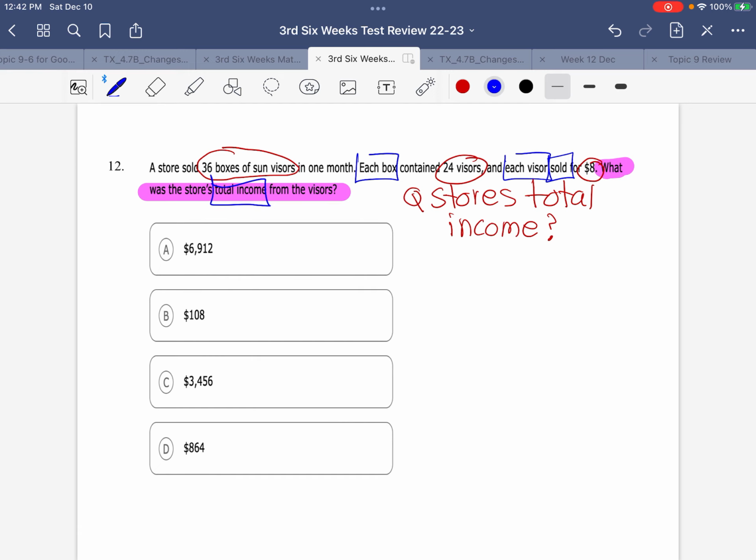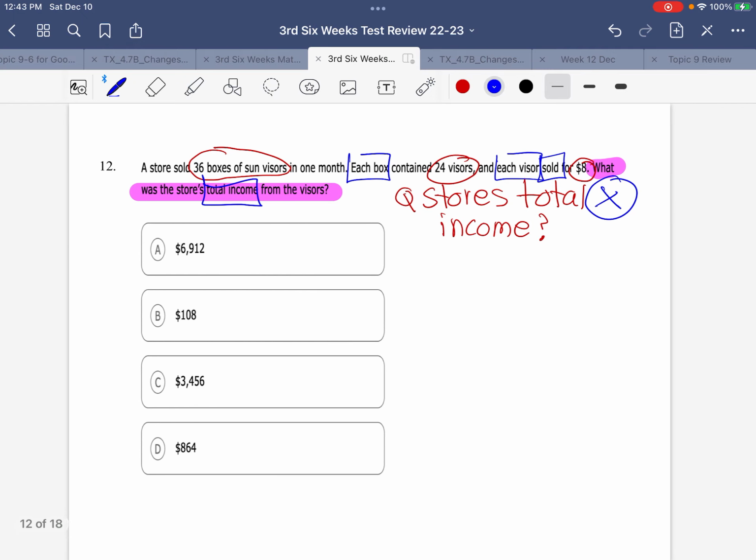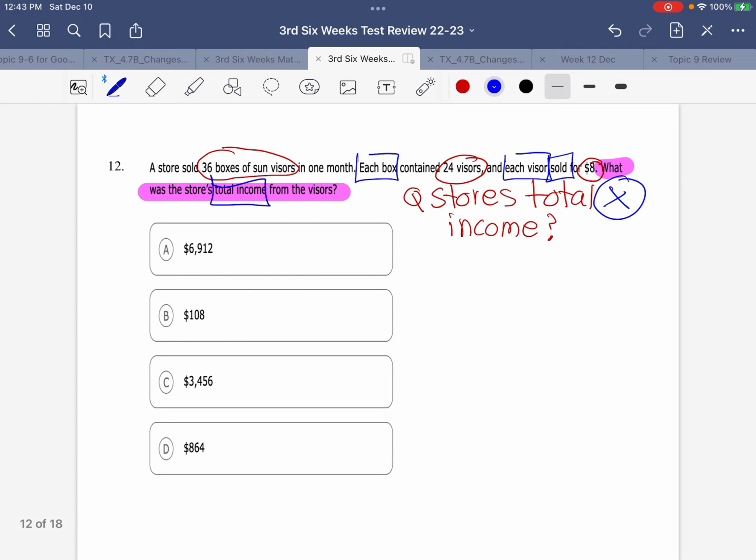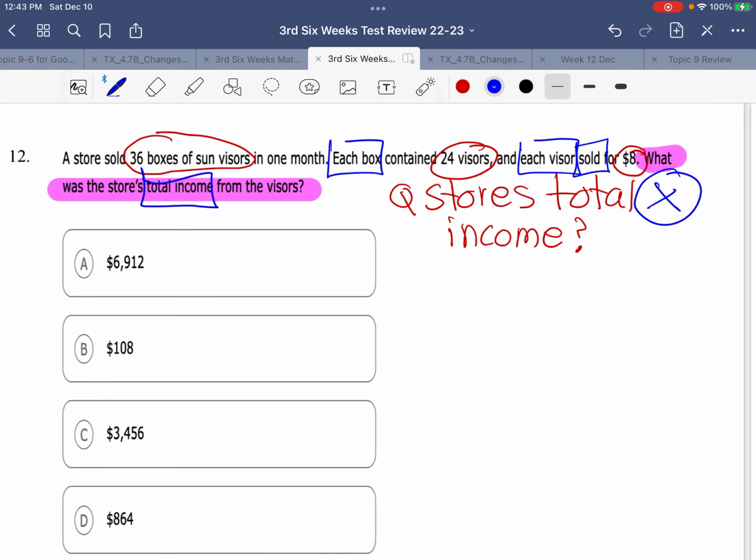And now I'm going to decide what I'm going to do in this problem. So, really quick, if your question is asking for a total, then that is a big, big, big hint that you are probably going to multiply, okay? Because if you're looking for a total, you have to multiply. So, just in case you still don't understand what you're supposed to do, we can draw a picture.